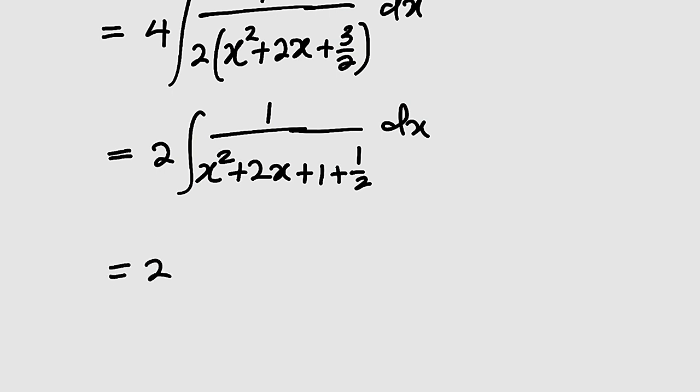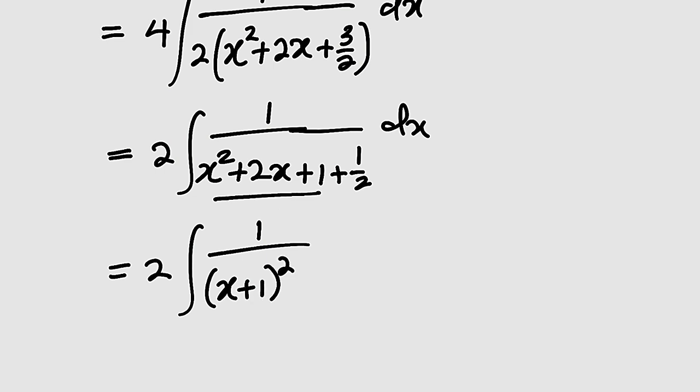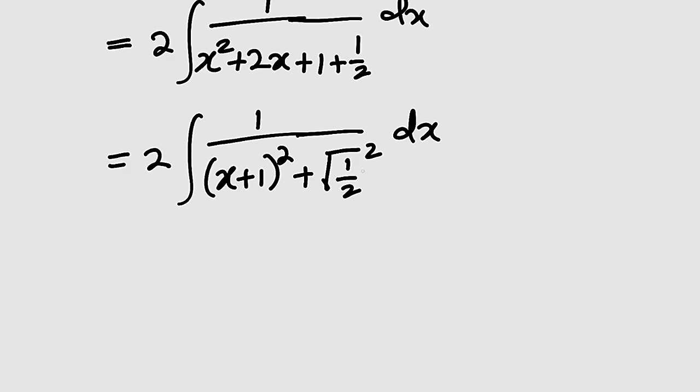This is equal to 2 multiplied by the integral of 1 divided by (x plus 1) all squared, right? That is the first 3 terms. Then we have plus 1 divided by 2, which I can write as the square root of 1 divided by 2 all squared. For a reason, I'm going to show you why. So let me show you why I wrote 1 divided by 2 as the square root of 1 divided by 2 all squared.